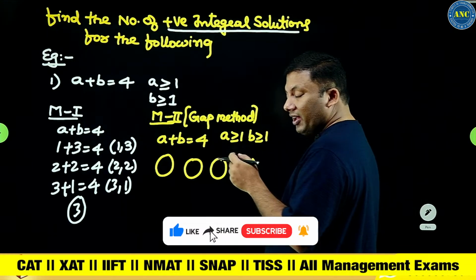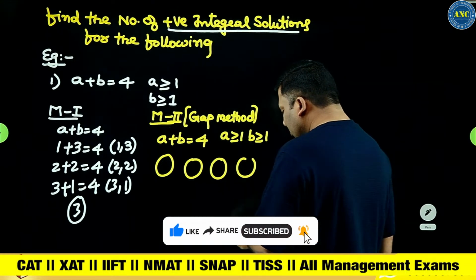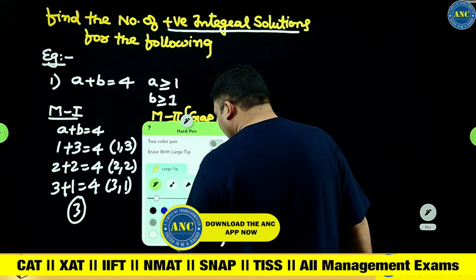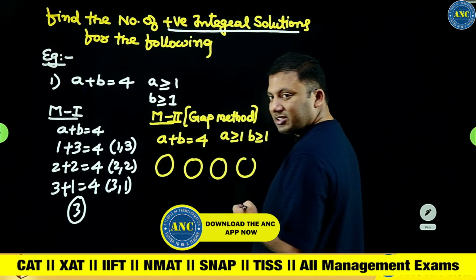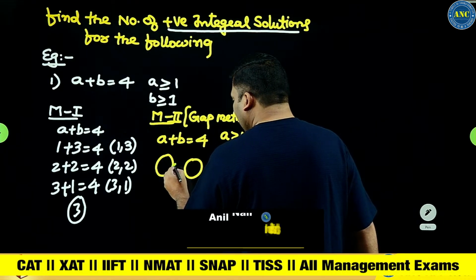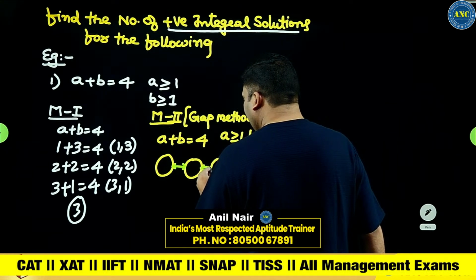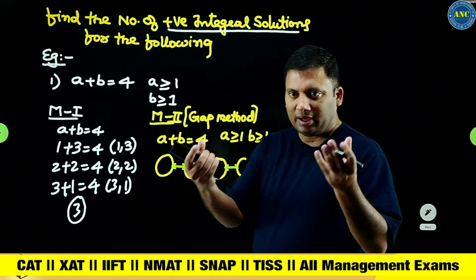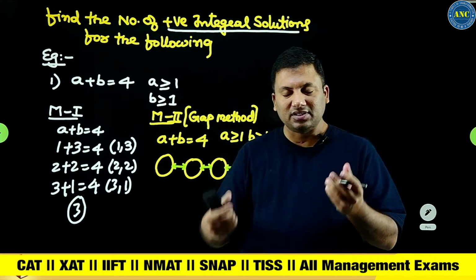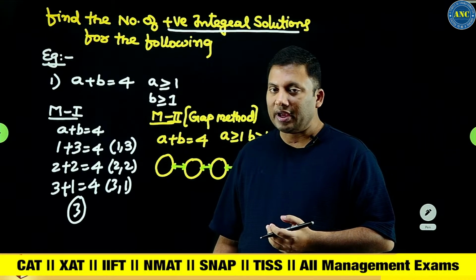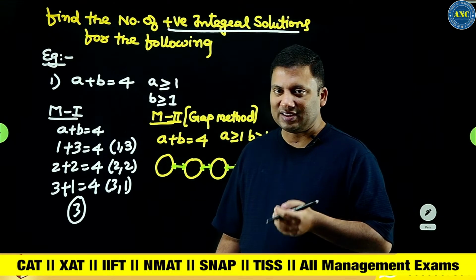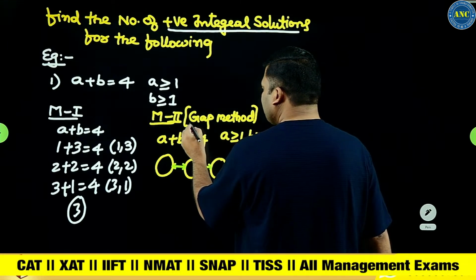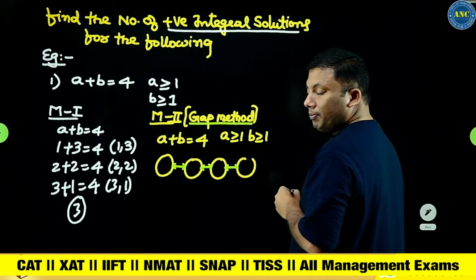If I arrange 4 balls in a line, now listen carefully, since the name is gap method, how many gaps are there? Here 1 gap, here second gap, here third gap. If 2 balls are there, 1 gap is there. 3 balls, 2 gaps. If 4 balls are there, that means there are 3 gaps. That is the reason for the name gap method.